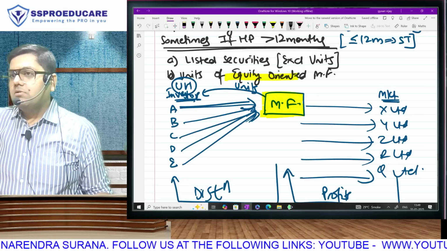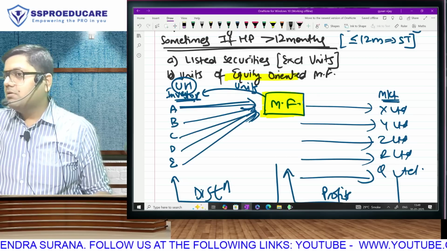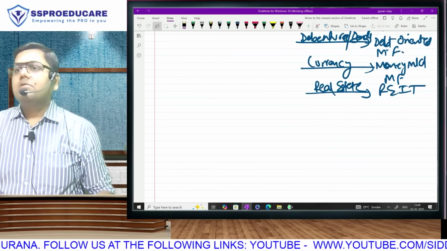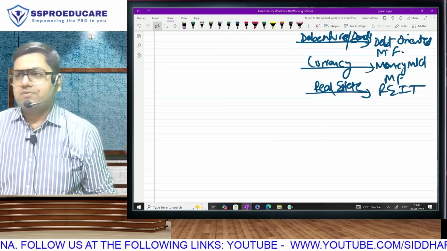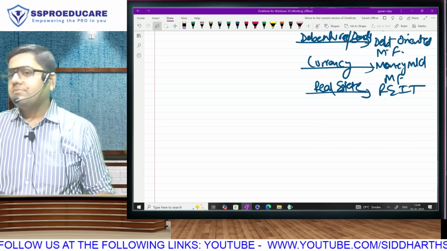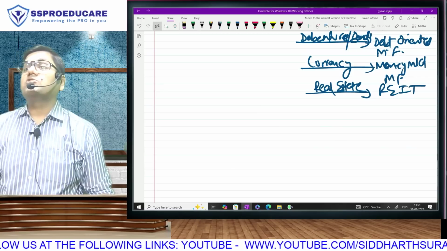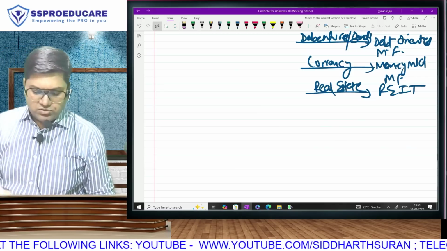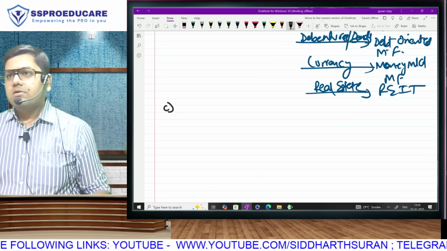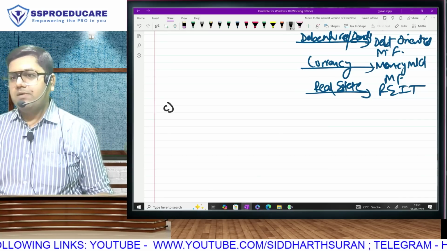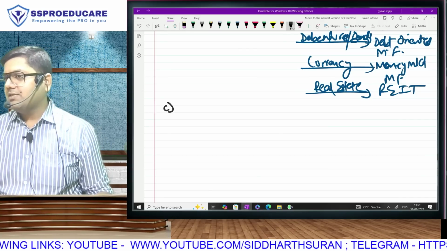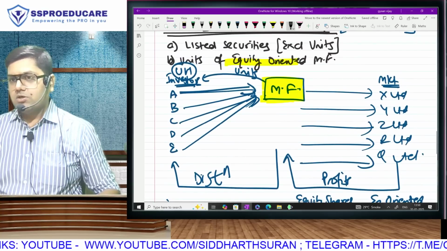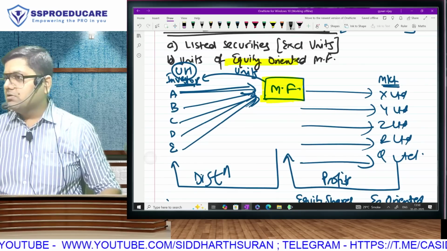Understood? Everyone, normally an asset will become long term after 36 months. But some assets will become long term after 12 months: first, listed securities, which will exclude units, because units are covered in the second point. Second, units of equity oriented mutual fund. And third, the last case of 12 months. By the way, remember, in all the cases, equal to will go in short term. Equal to will always go in short term.